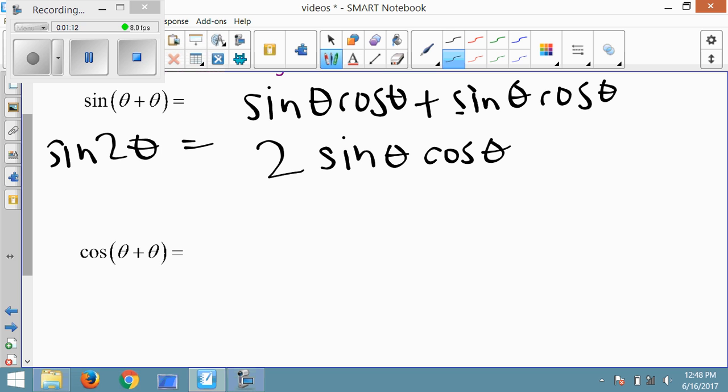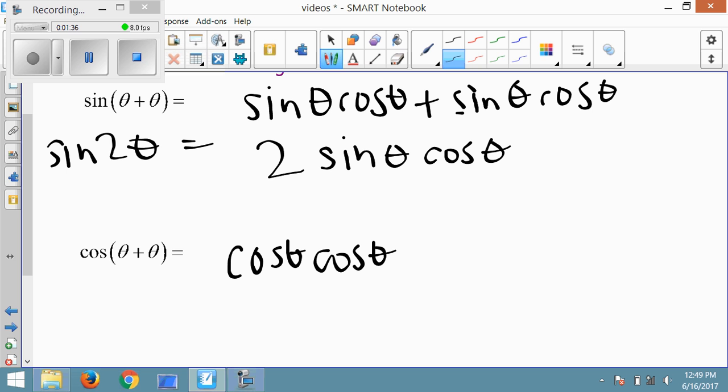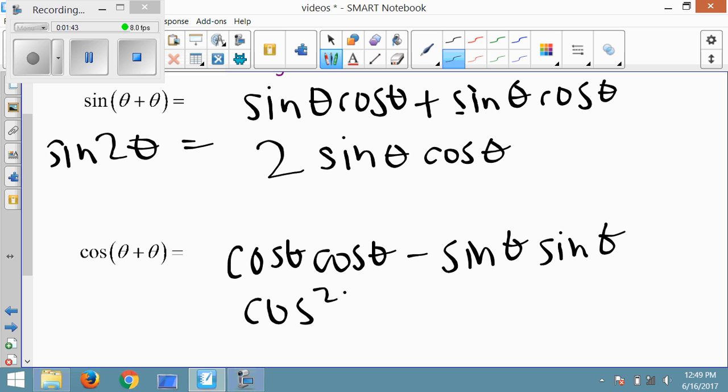Now for cosine, we use the sum identity for cosine. They're hard to remember myself too. So cosine of theta, cosine of beta, which happens to be theta, minus the sine of theta, sine of theta, which ends up being cosine squared of theta minus the sine squared of theta.